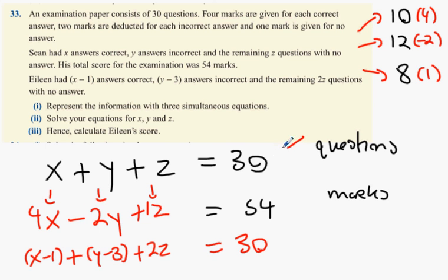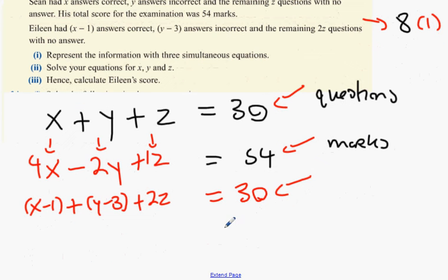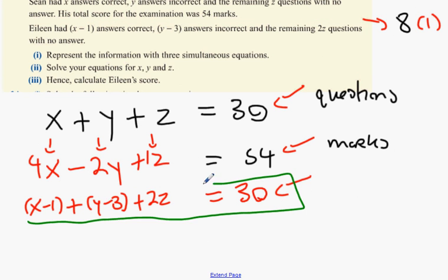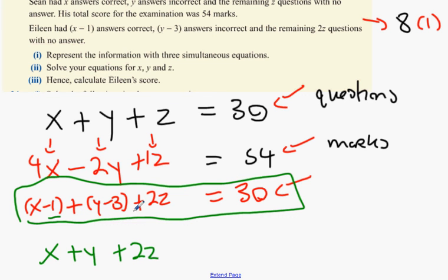Two of the formulas come from the total questions, and the middle formula comes from the marks that Sean got. Now we just modify this equation. I'm working on this one here, and it's going to be x plus y plus 2z. See the 1 and the 3? That becomes minus 4. What do you mean?